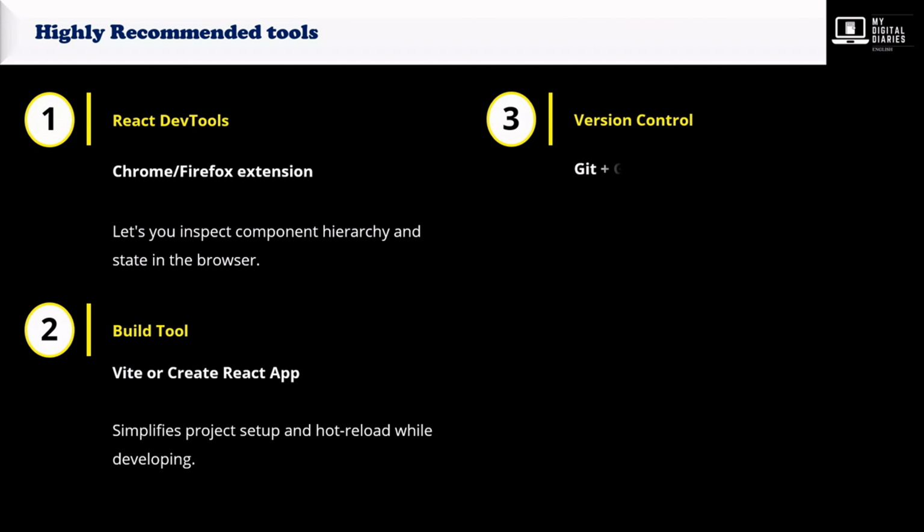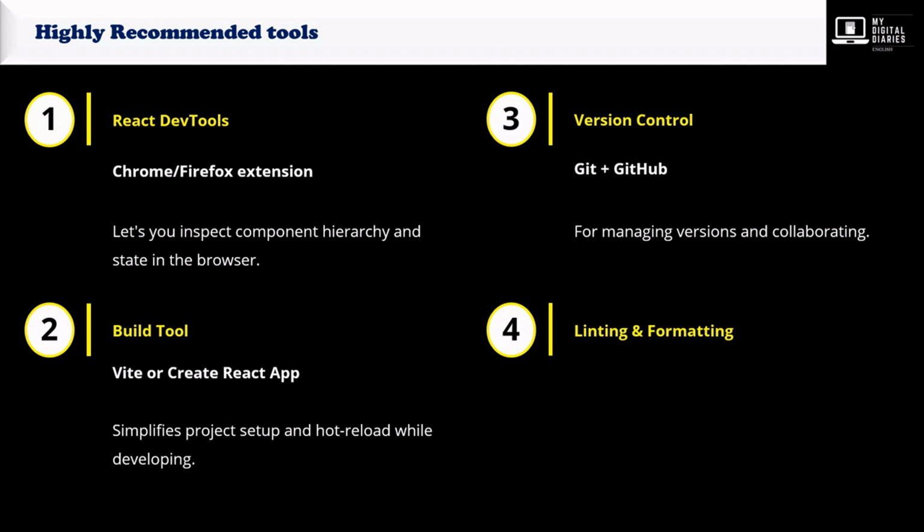Then you have version control, Git or GitHub. You can use anything for managing versions and collaboration, but Git and GitHub we prefer. Then linting and formatting. This keeps your code clean, consistent and error free. So these are the highly recommended tools which you should be using.